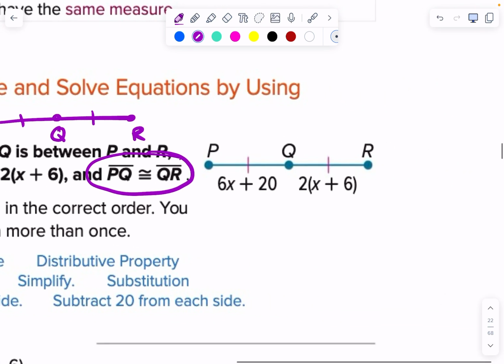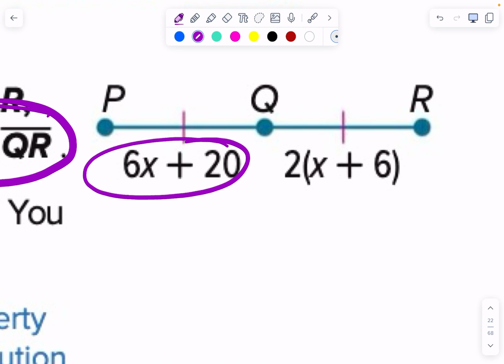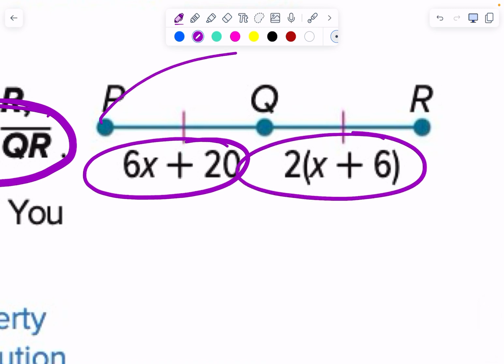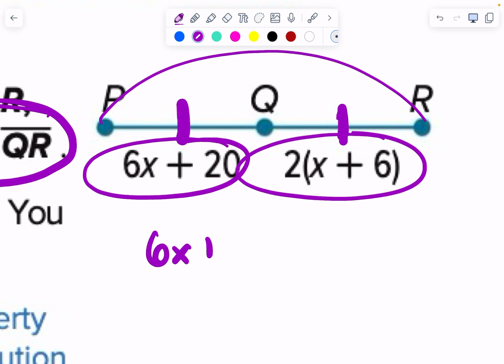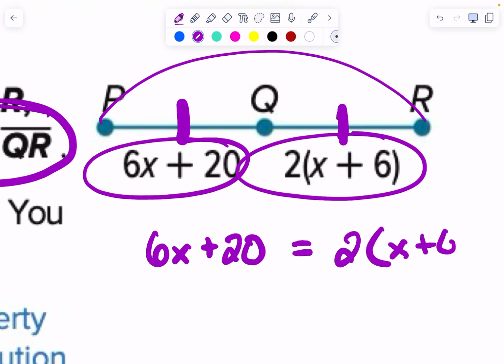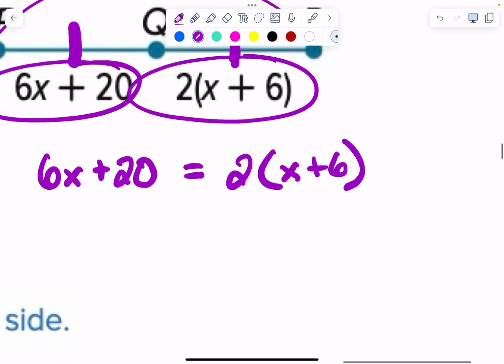Going over here, I know that this length is the same as this one, but I don't know the overall length. Doesn't it have to be that one plus this one is the full thing? No, I don't want to put them together. Set them equal to each other. I know that they're equal. The tick marks say so. So 6x plus 20 has to be equal to this thing, and then we just solve for x. So, what are we going to do first?